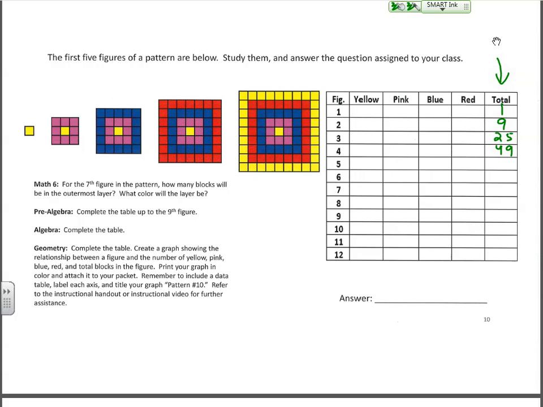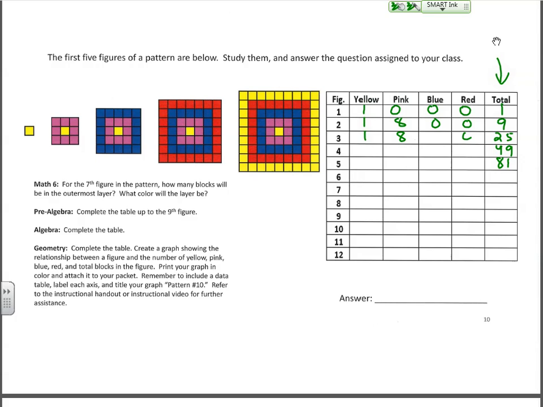So once you get past figure 5, and unless you draw the figures out, you can't count the squares anymore, you can use that pattern to project how many total blocks each figure is going to have. If you know the total, calculating all the 4 colors becomes a much easier task, because like we said in class, only one color changes each figure. In figure 2, we still have 1 yellow. We gain 8 pink because 1 plus 8 equals 9, which is the total, and there are no blue, there are no red. Figure 3, still the 1 yellow, still the 8 pink.